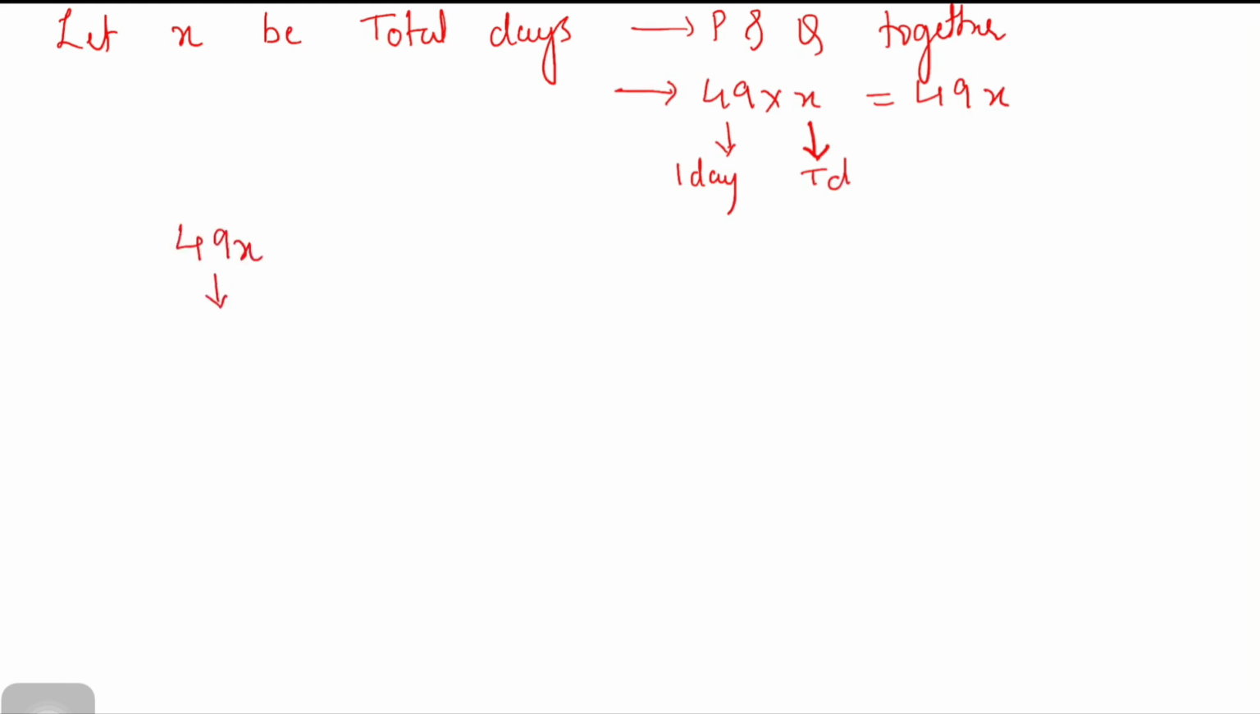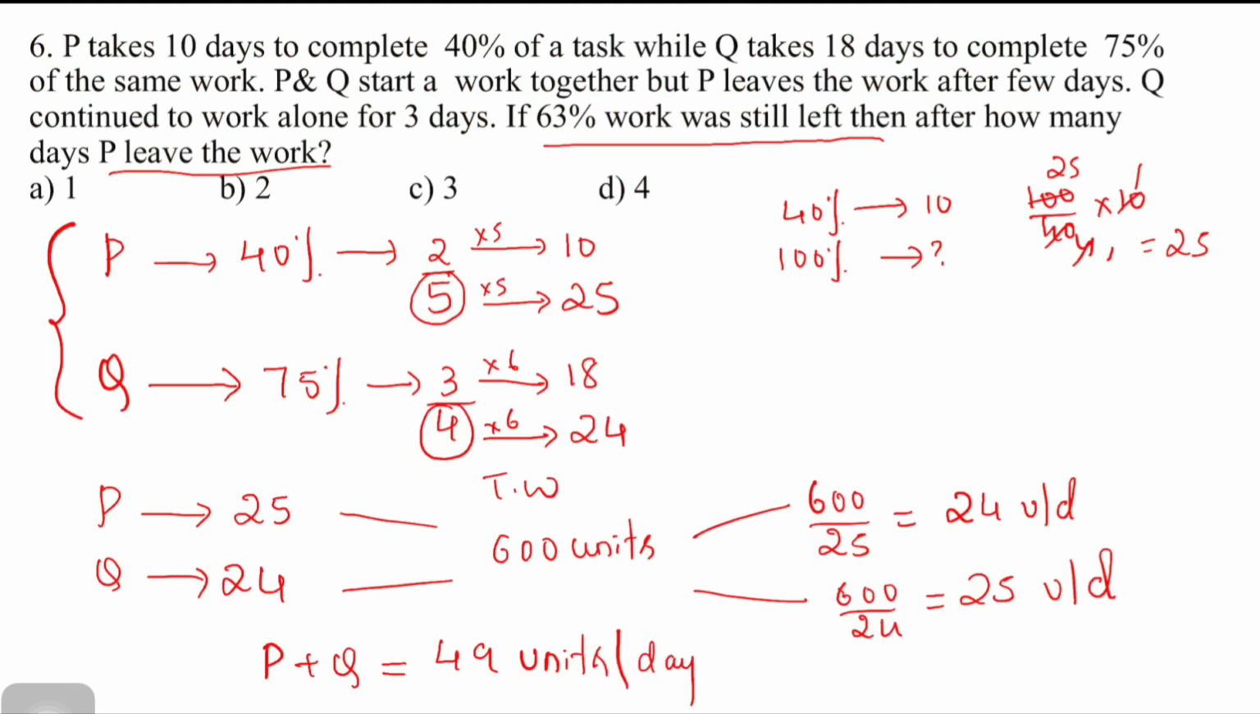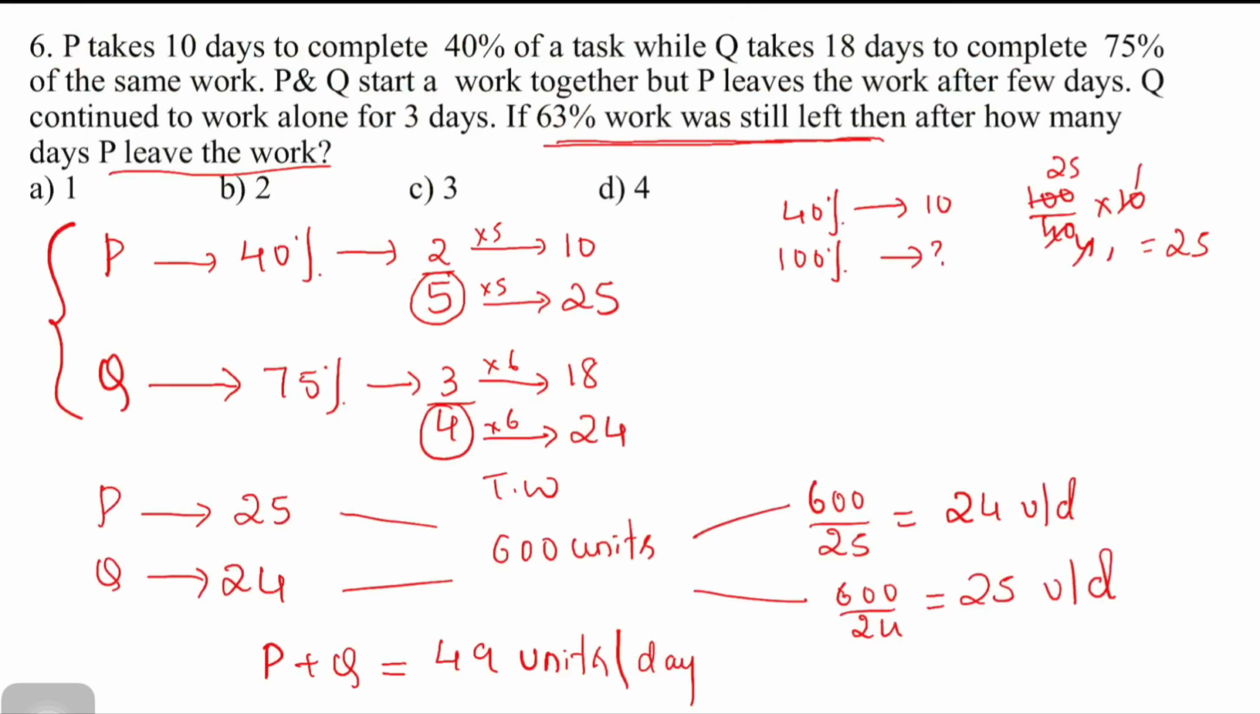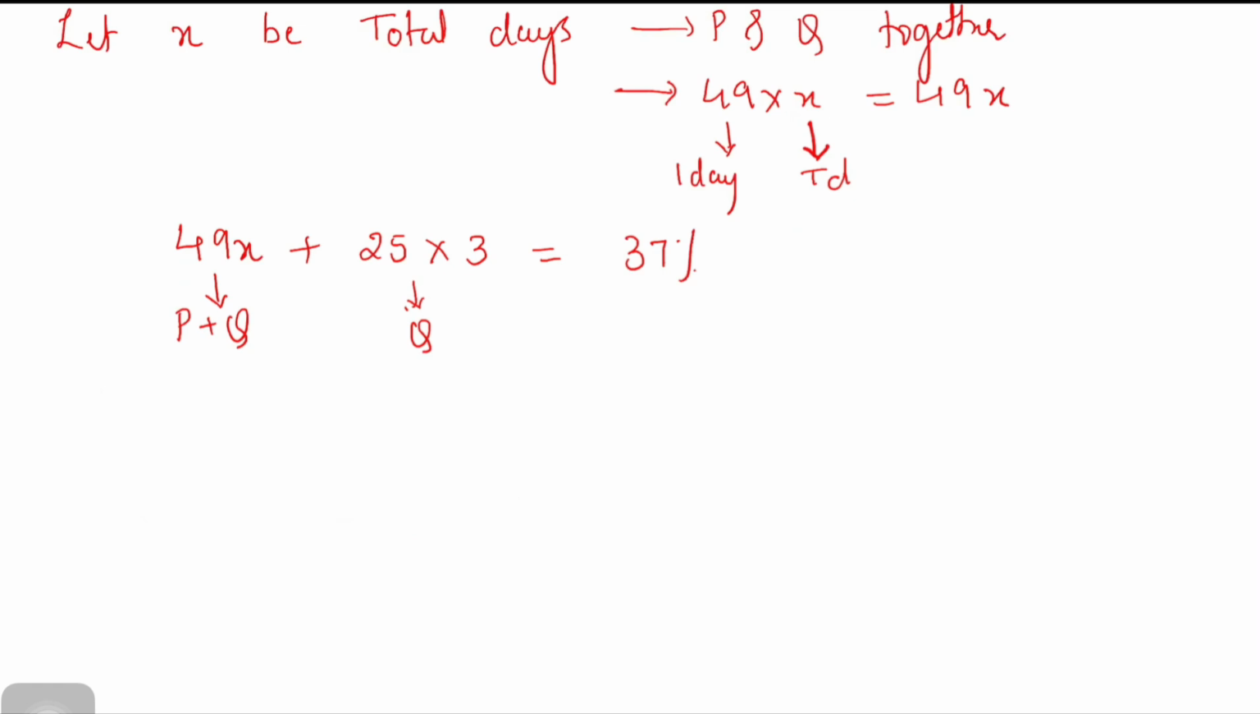49X work is done by P plus Q, and see in the question, P and Q start a work together, but P leaves the work after a few days. Q continued to work for 3 days. Q's efficiency is 25 units in one day, so in 3 days how much can he do? 25 into 3. This is P and Q's work, and this is Q's work. Together this should be equal to 37%, because they are saying that 63% work was still left. So when they worked, they have completed only 37% of the work.